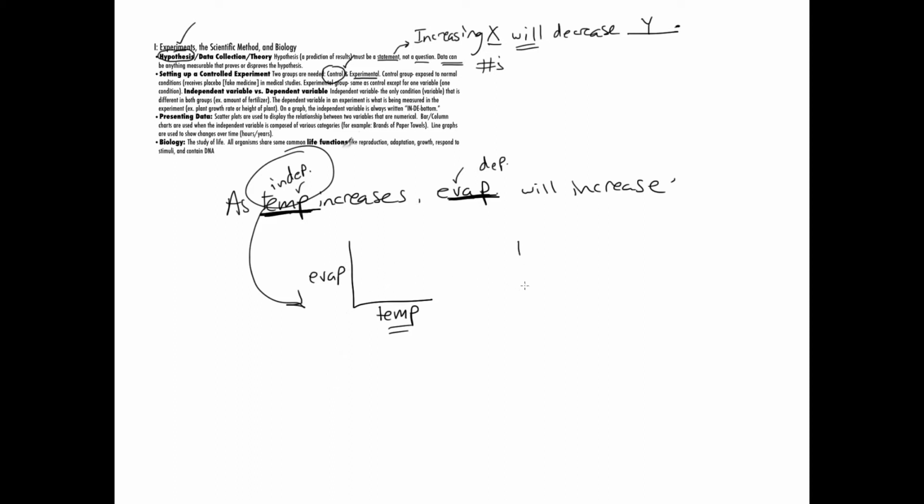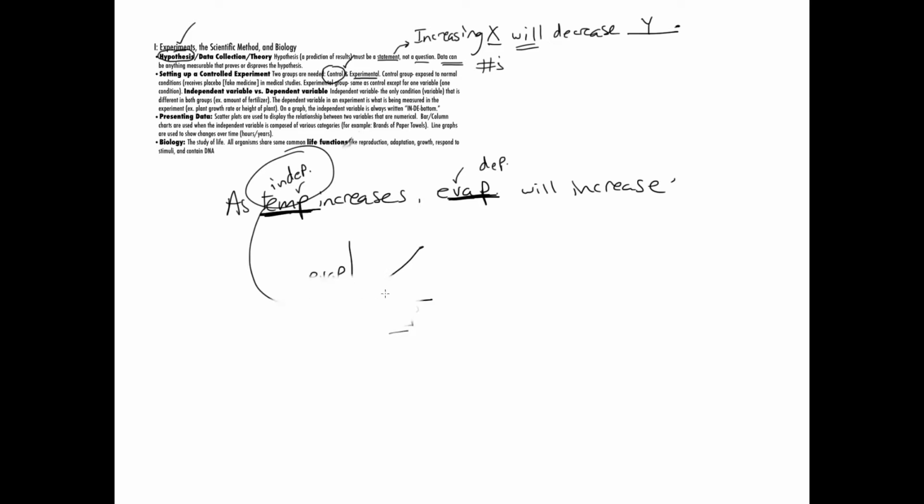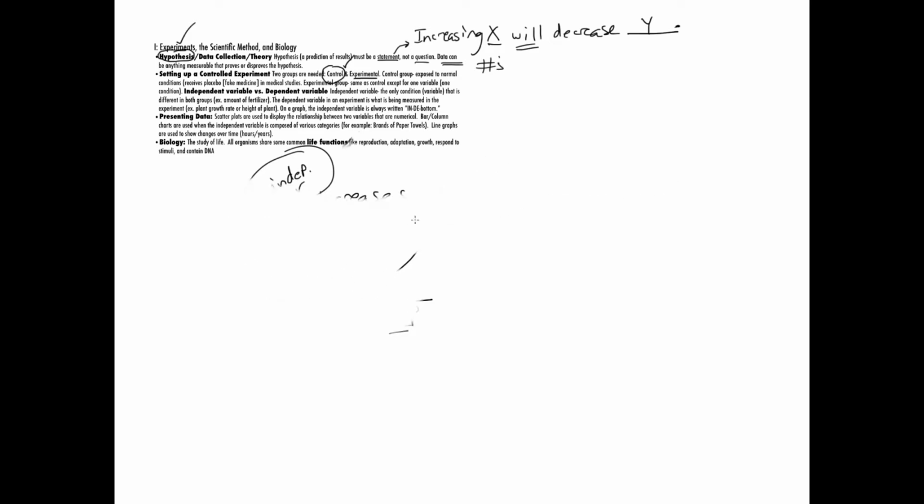Now you have to understand lines like this. Oh my gosh, that's ugly. Sorry. You have to understand sort of relationship lines. So as temperature increases, evaporation will increase. And so that looks like that. So understand that. Oops. That's weird that it erases that. I don't like that.